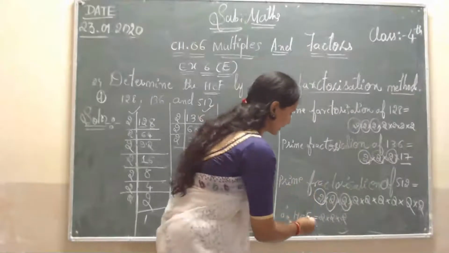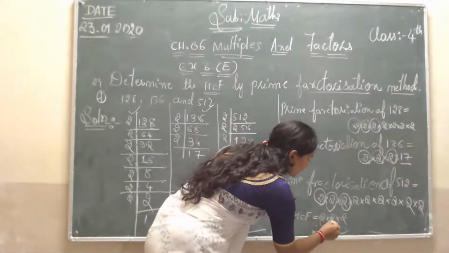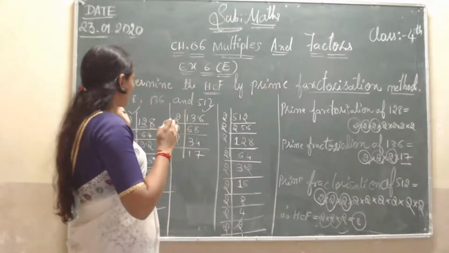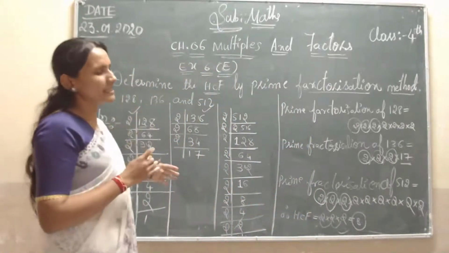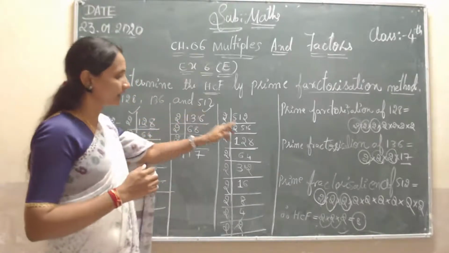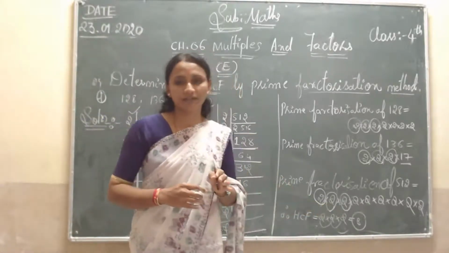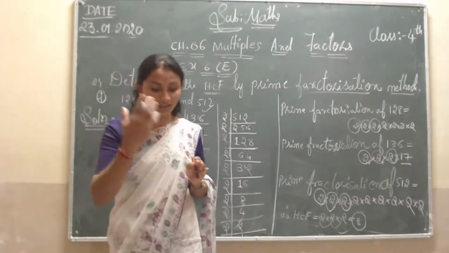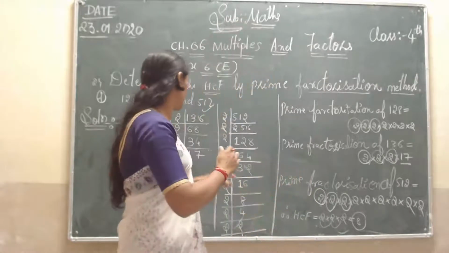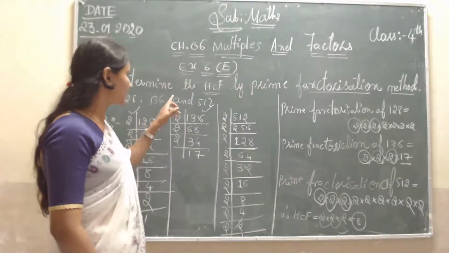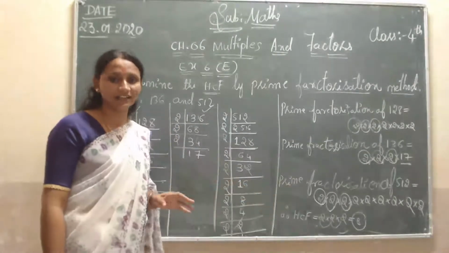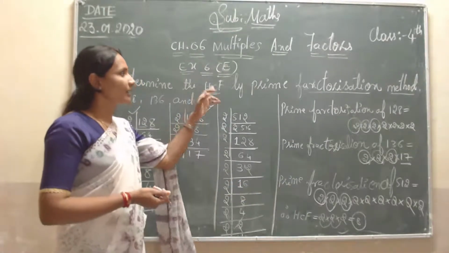Now how to multiply: 2 times 2 is 4, 4 times 2 is 8. So this is the GCF. In the prime factorization method, the GCF of 128, 136, 552 is 8. So this is the final answer. So what is the GCF of 128, 136 and 552? It is 8.